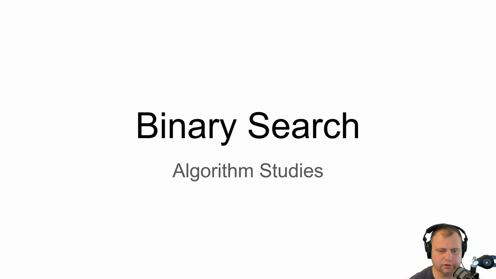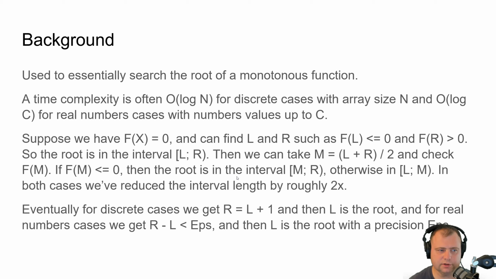Hello, let's talk about binary search, a commonly used algorithm during programming competitions or algorithmic interviews. The background is that it's used essentially to search for the root of a monotonous function. Time complexity is often log n for discrete cases, if we have some array of size n and are trying to find something in it, or log c for real number cases with values up to c. Maybe you can also divide by epsilon, where epsilon is the precision you need to achieve.